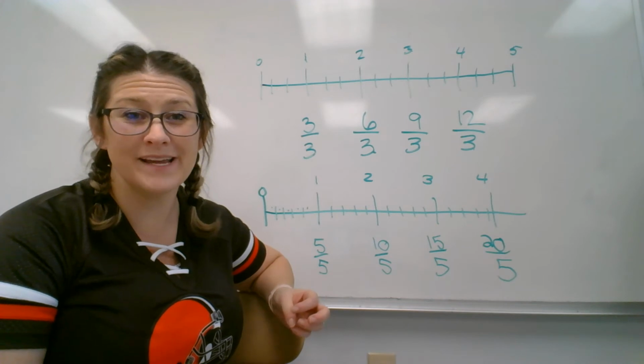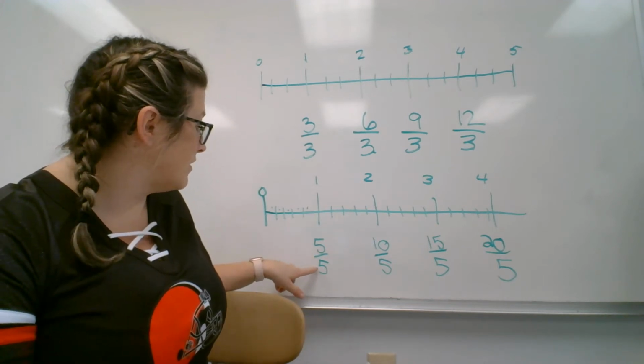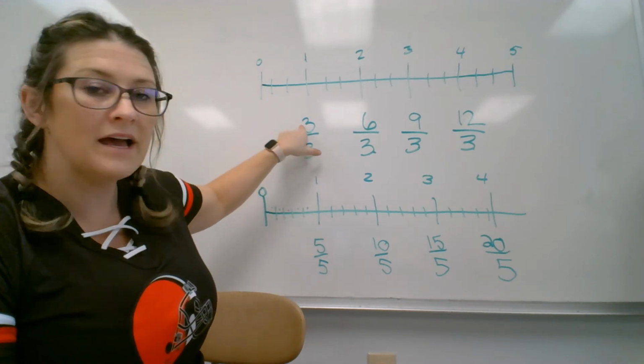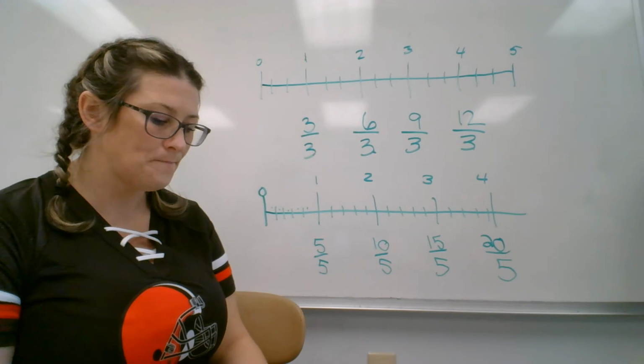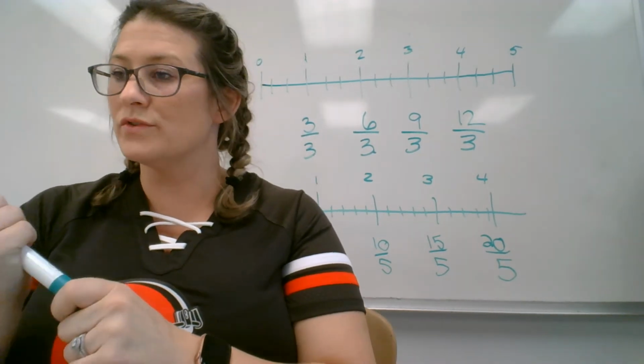They're actually pretty easy. If your bottom number is 5, you know that you're going to be counting by 5s on the top. If your bottom number is 3, you're going to be counting by 3s on the top. All right. We are going to go over to part 2.